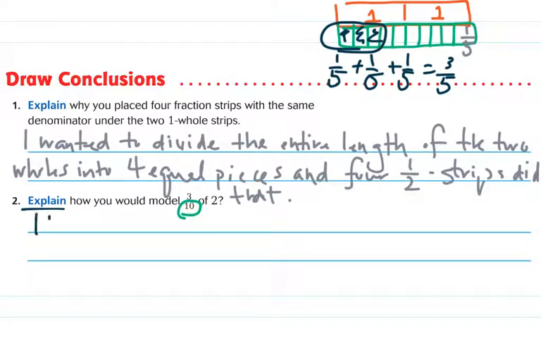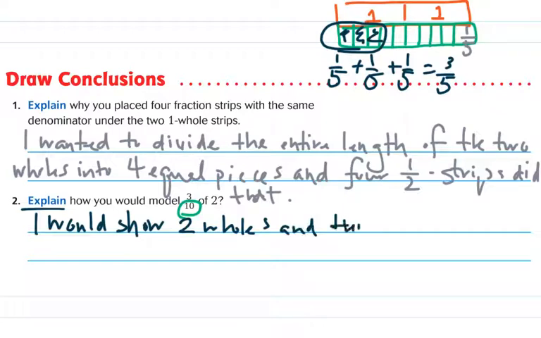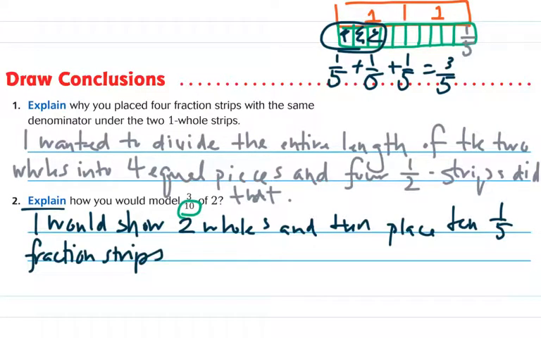We would say, I would show 2 wholes, and then place 10 1/5 fraction strips under the 2 wholes to show 10 parts.